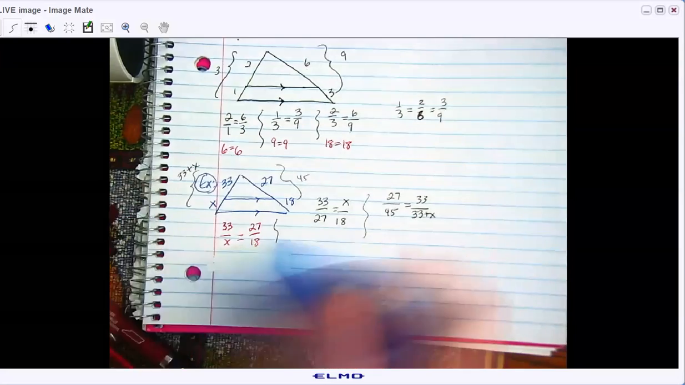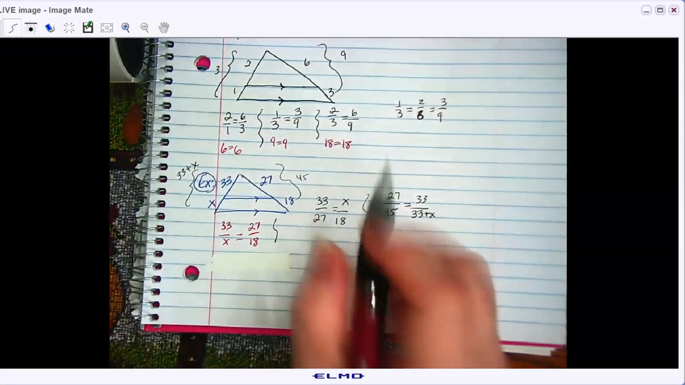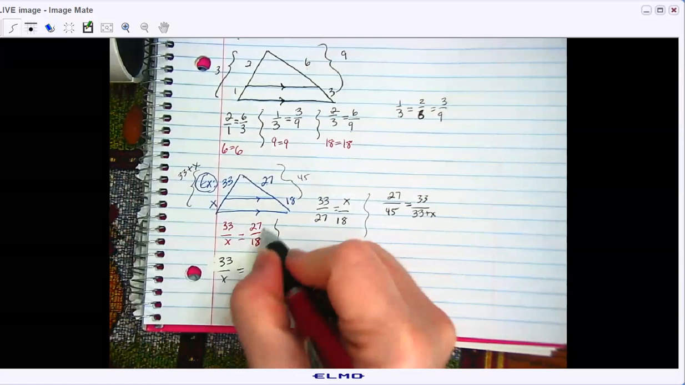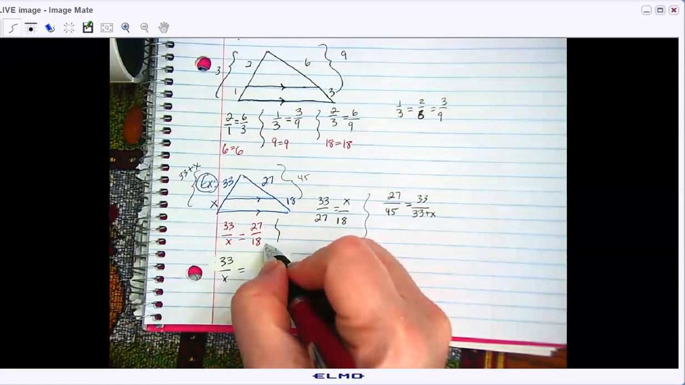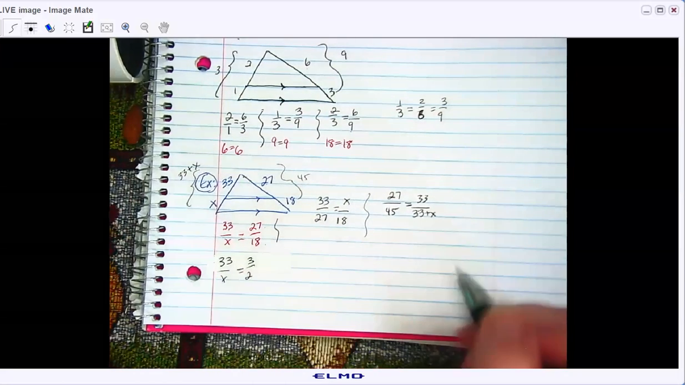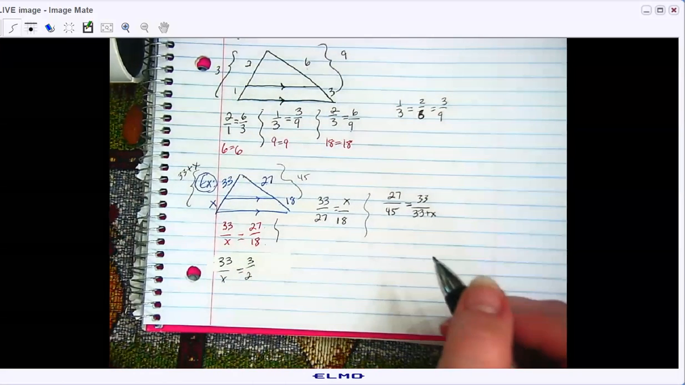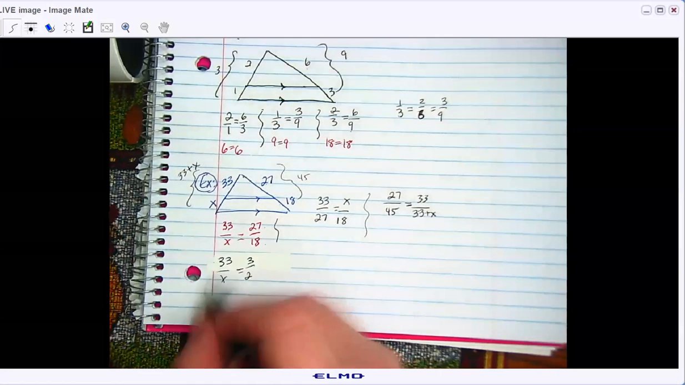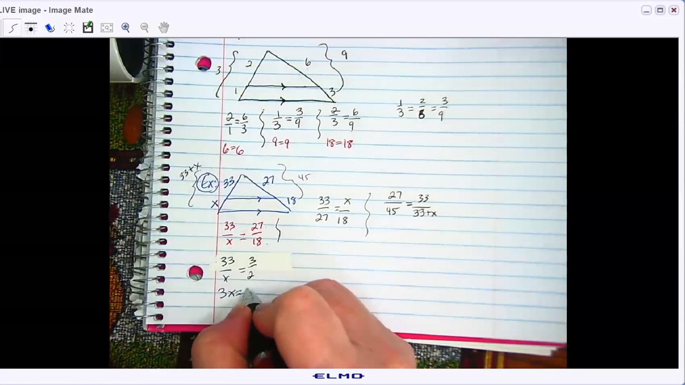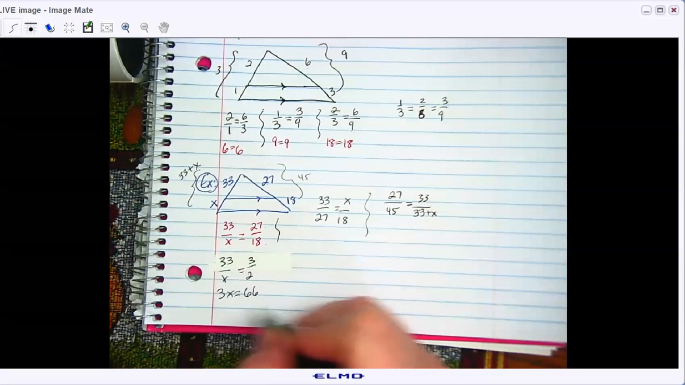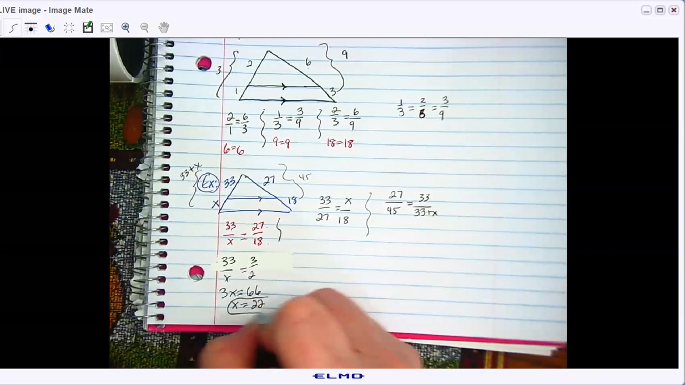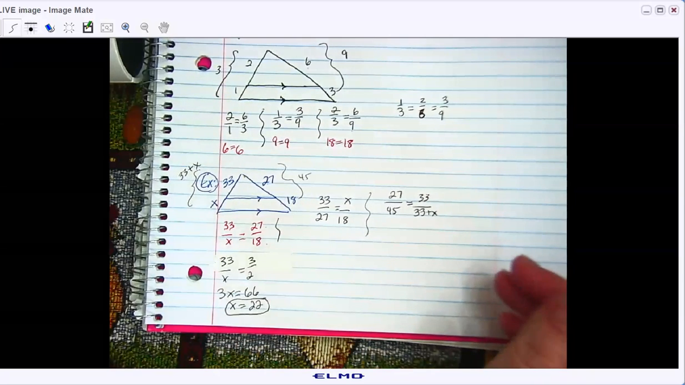When I'm actually doing these, I like to reduce if possible. So I do 33 over x is equal to, and I would reduce these by 9, and I would get 3 over 2. Okay. So now when I cross multiply, I have 3x is equal to 66. And dividing by 3, I get x equals 22. And some of you got that already.